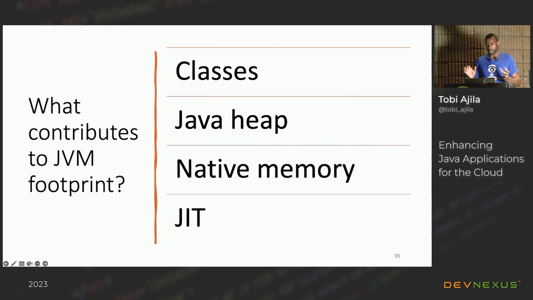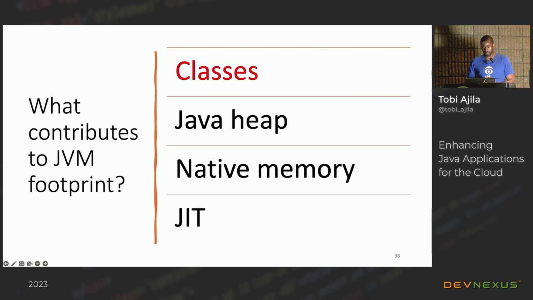Now we're going to look at the main contributors to JVM footprint, the main things that contribute to the memory that the JVM uses up. The first is classes, which is a very big contributor. Then the Java heap, native memory as well, and the JIT. There are other contributors like the Java stack, trace or logging info, but these tend to be relatively minor compared to these four.